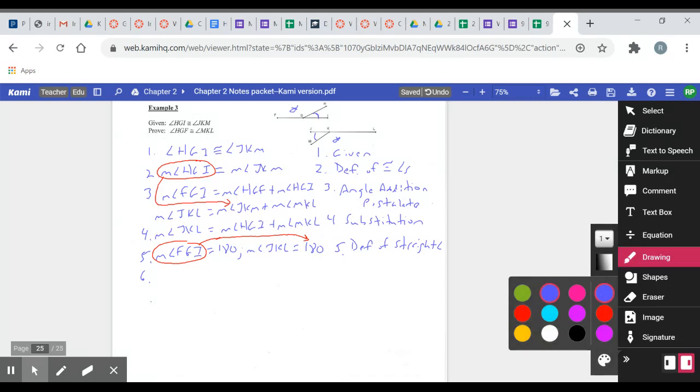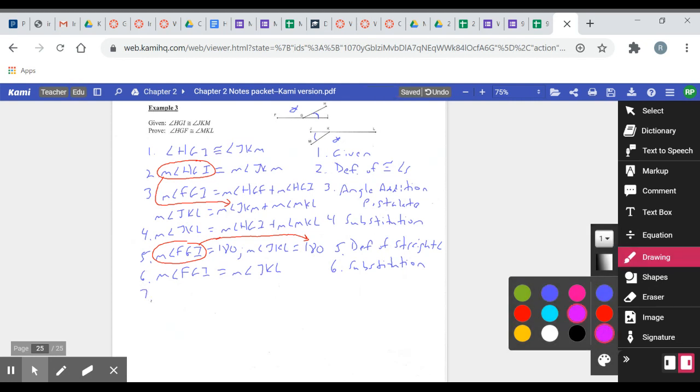So I can say that the measure of angle FGI has to be equal to the measure of angle JKL. And again, that is substitution. Okay. From there, we're getting so close.